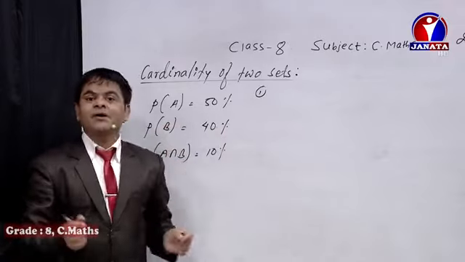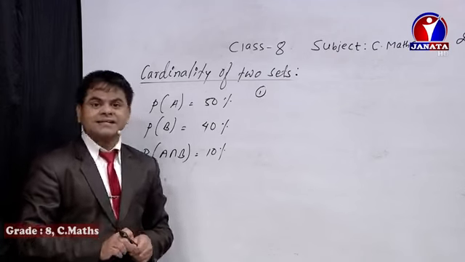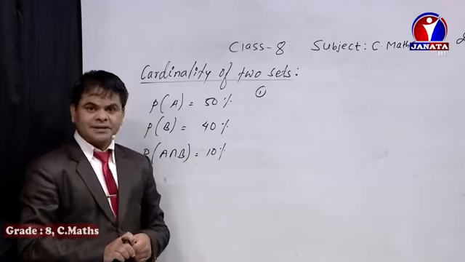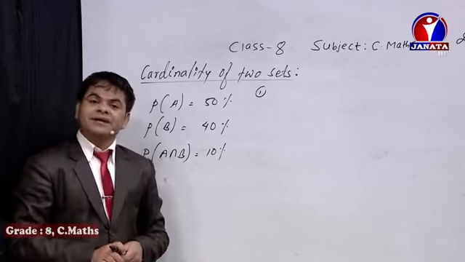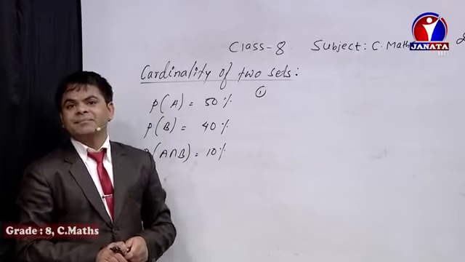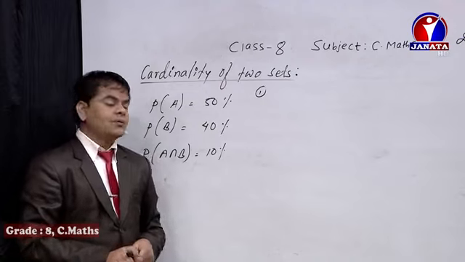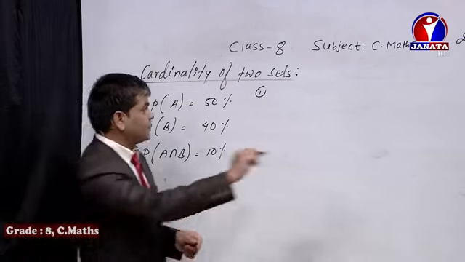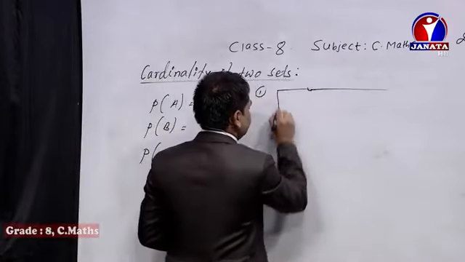Let's prepare a Venn diagram by using compass, scale, and pencil. Do not forget while preparing the Venn diagram to use these materials, because a scale is necessary to prepare the rectangle, and compass and pencil are both necessary to prepare the circles. So use these instruments in order to prepare the Venn diagram. So I'm going to prepare it here. This is the universal set.